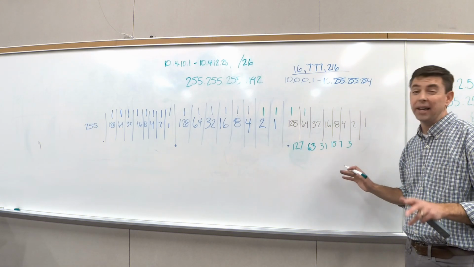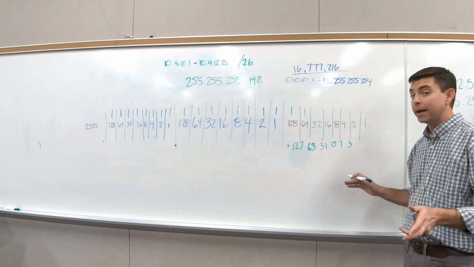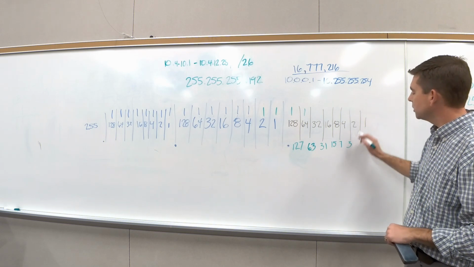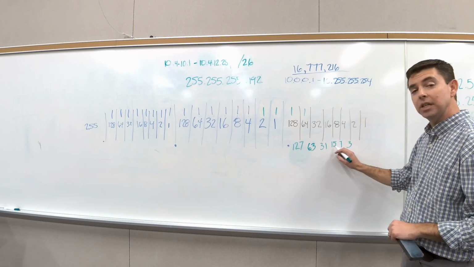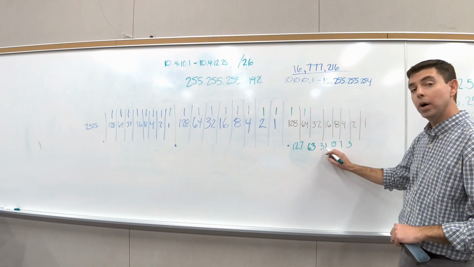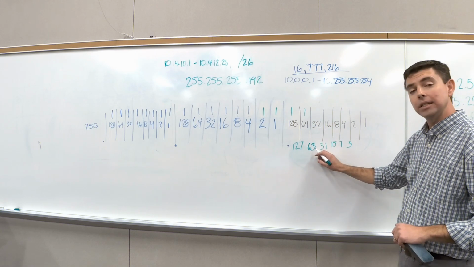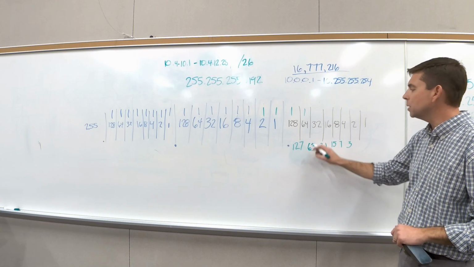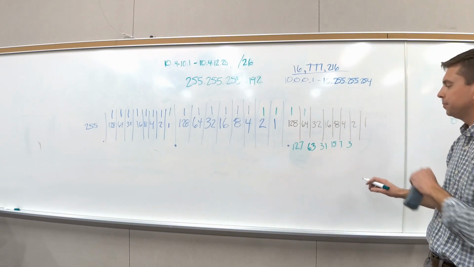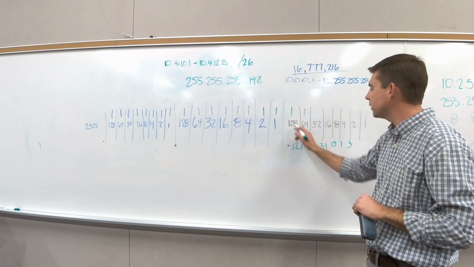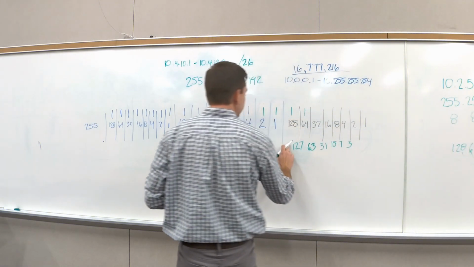For those of you who kind of like math and who like patterns in math, 1 plus 2 is 3, 3 plus 4 is 7, 7 plus 8 is 15, 15 plus 16 is 31, 31 plus 32 is 63, 63 plus 64 is 127. And then, of course, 127 plus 128.